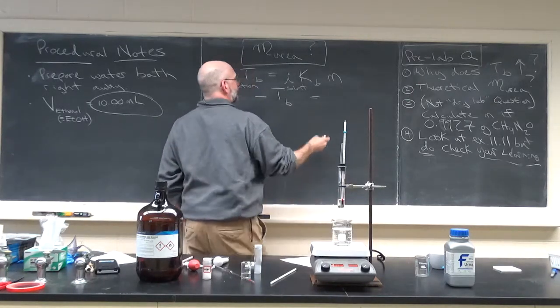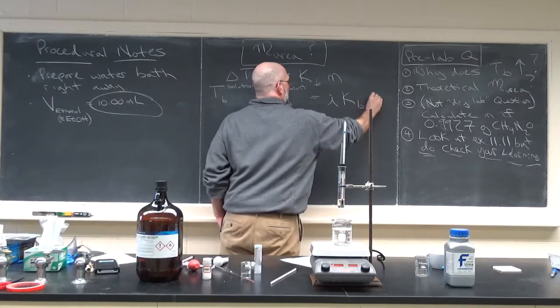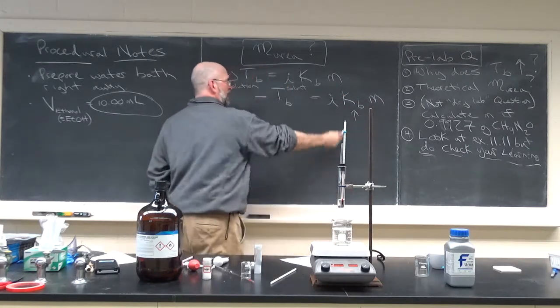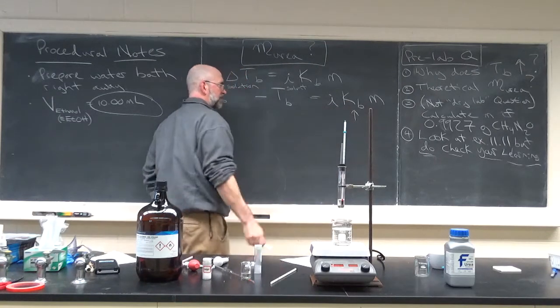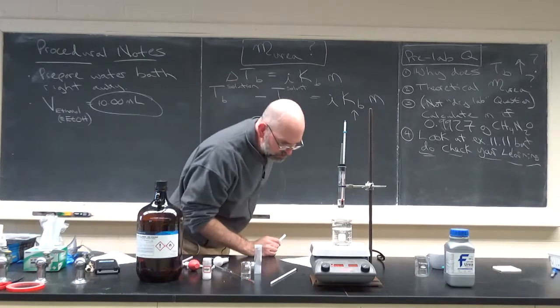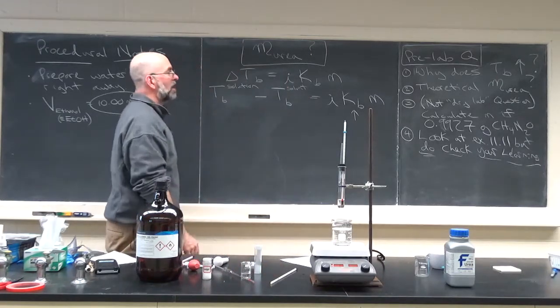Equals i times Kb. And again, make sure you look that up for ethanol, not water. So that's the boiling point elevation constant for ethanol. You're given 1.22. And I'm not going to go through the math here.